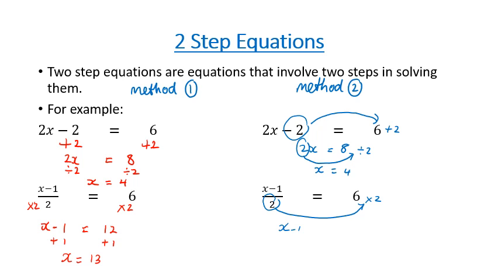This 2, which is a divide by 2, comes over and becomes times 2. So I end up with x take 1 equals 12. This negative 1 comes over and becomes a plus 1. X therefore equals 13.